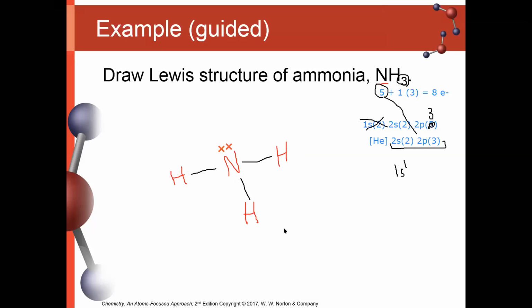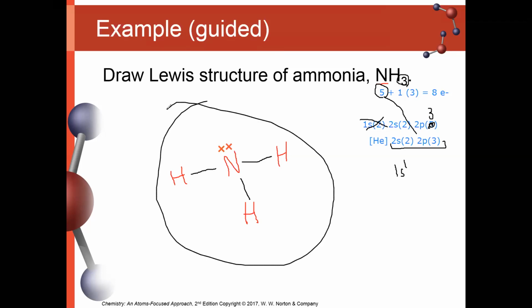How many electrons are in the structure in total? Well, every bond is 2, so 2, 4, 6. Plus these two electrons here, that's 8. So my total structure had 8 valence electrons in it, and that matches the 8 electrons that I had from the very beginning. Since that is the case, I've got a valid structure here. I've done a good job.